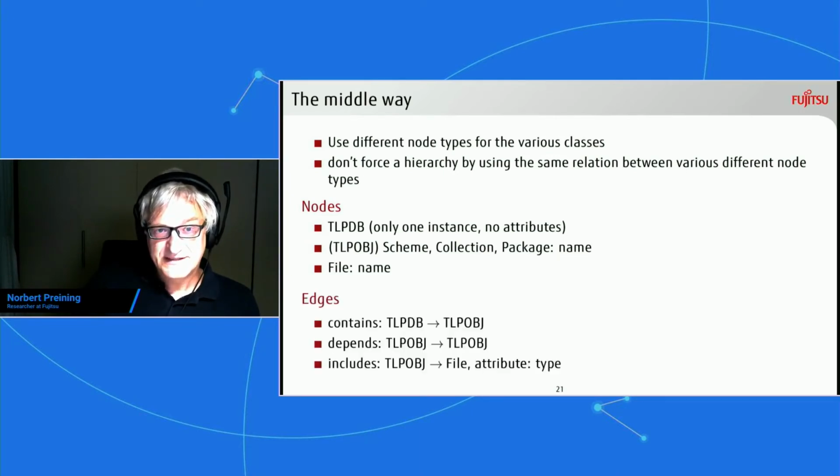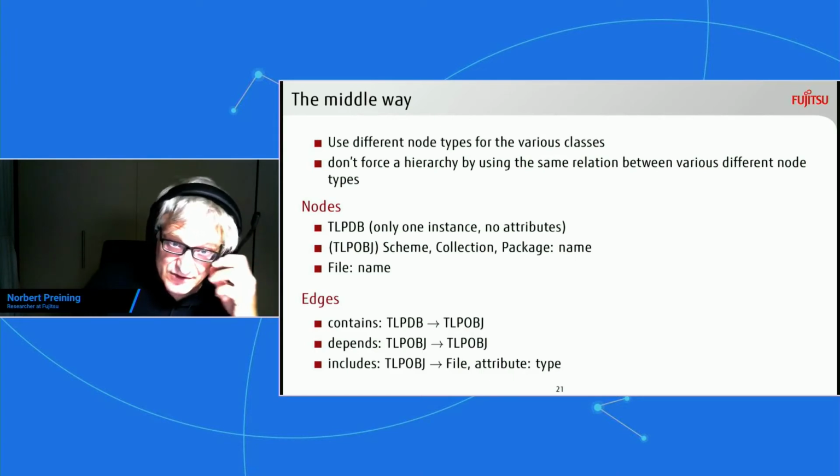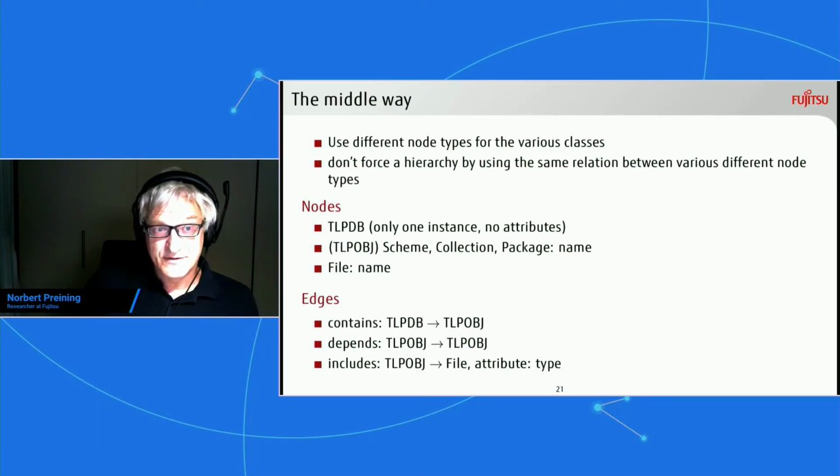And what are the relations? This is rather easy. We have contains. What is contained in a database? These are all these TLP objects, either scheme, collection, or packages. This is very much what we actually have implemented, everything written in Perl. And then we have the relation depends, or edge depends. This can go between an arbitrary scheme, collection, or package and a scheme, collection, or package. We are completely free here. And we have another relation, includes, that is just how to get which file is included in a package.